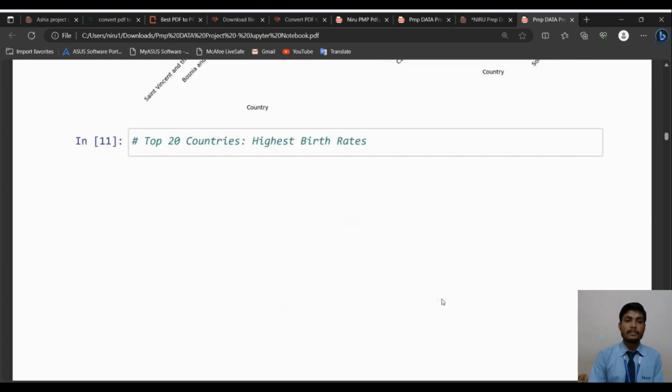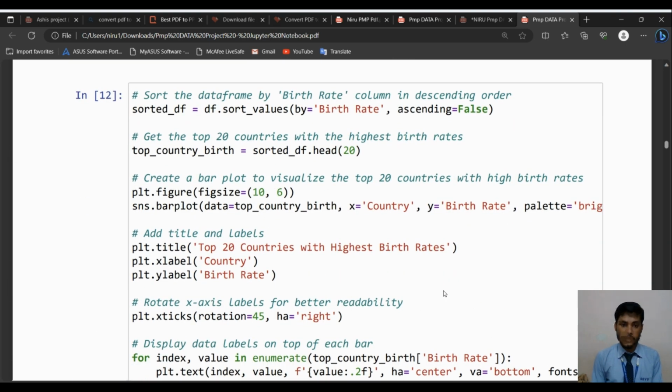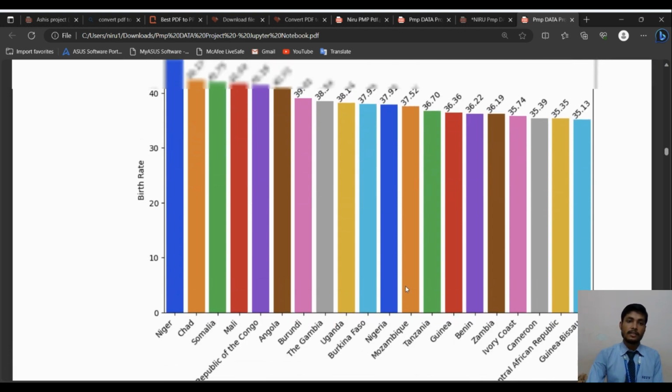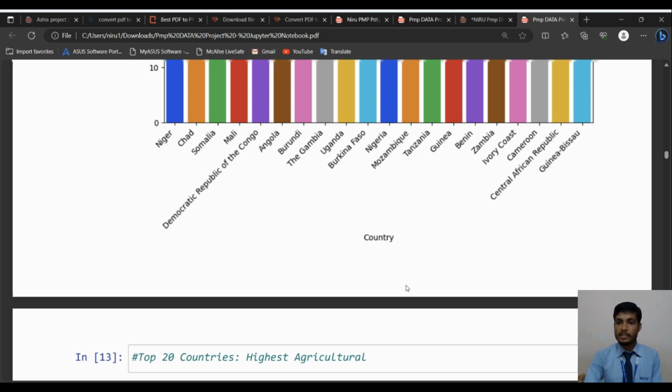Then I explain the next topic, birth rates, the top 20 countries in birth rates. We sort the data frame by the birth rate column in descending order and get the top 20 countries with the highest birth rates. Then we create a bar plot which visualizes these countries, and add a title and labels: top 20 countries with highest birth rates. You can see this bar plot. First is Niger, second Chad, third Somalia, and the last of the top 20 is Guinea.